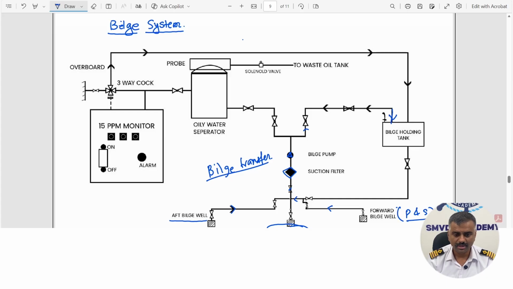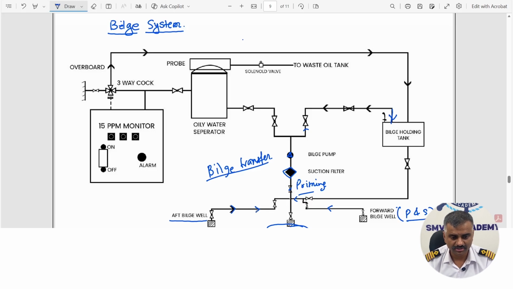So what you have to do, you have to open the seawater line for priming. For priming purpose, you have been given a seawater line. So basically what does priming mean? Priming means that you want suction from the aft bilge well, but since the suction is not coming from the aft bilge well, you are just giving a flow of water so that the bilge water can be sucked in from this line continuously.